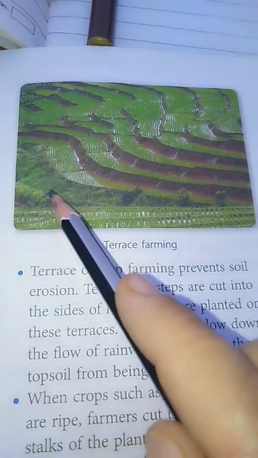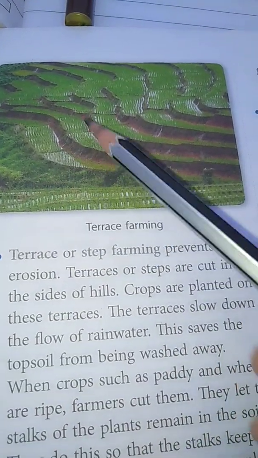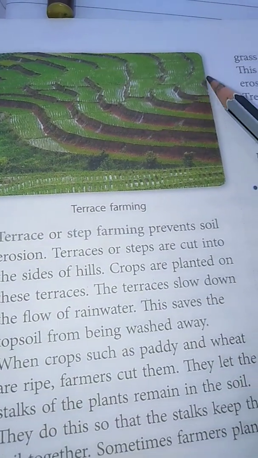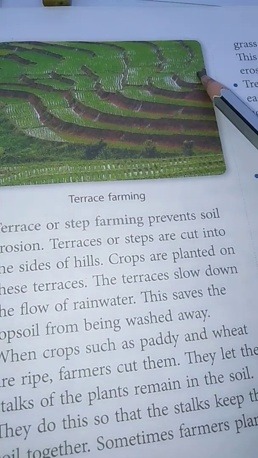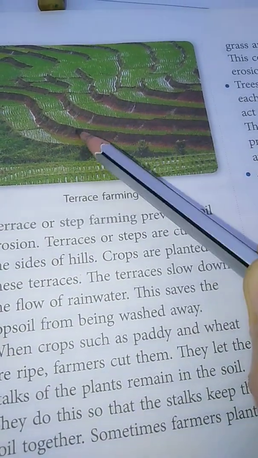The next step is terrace farming. As you can see in the picture, this is done basically in hilly areas. The hills are cut into steps like this, and crops are grown here. So if there is rain, then all the soil does not get washed away. It is blocked by the roots of these crops.